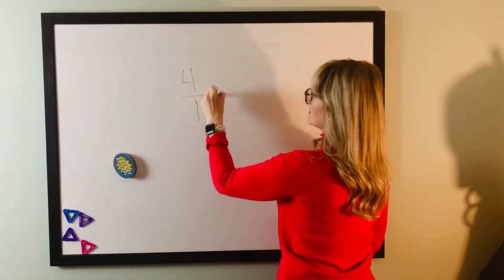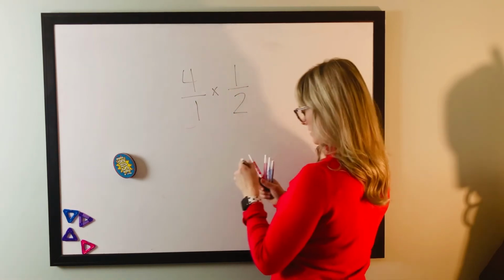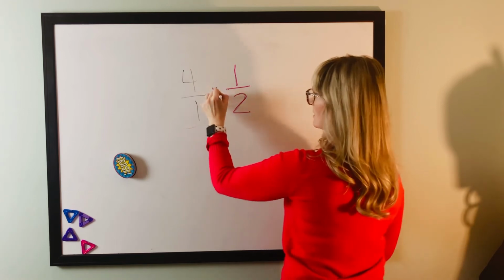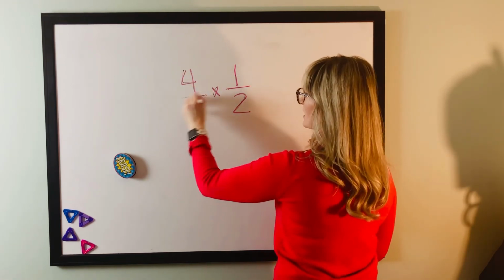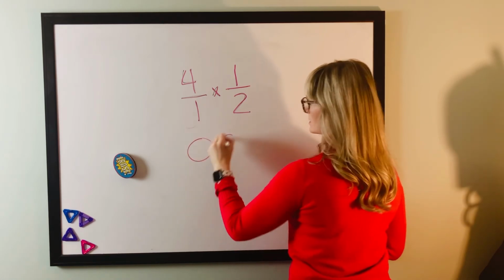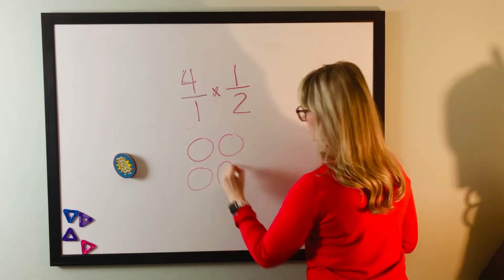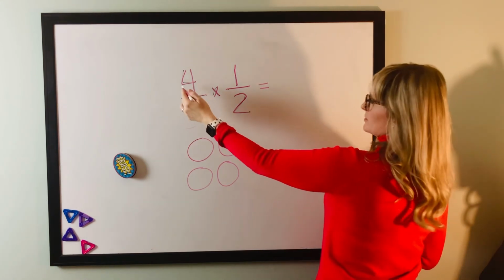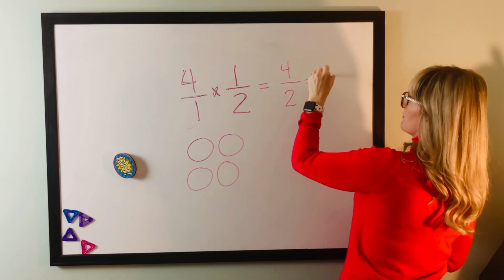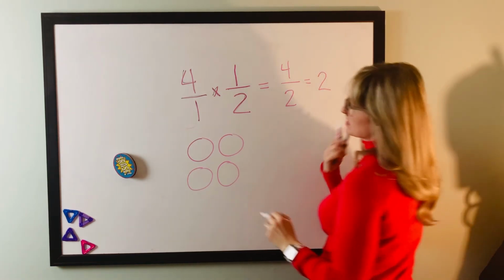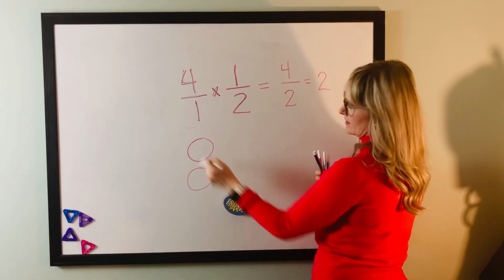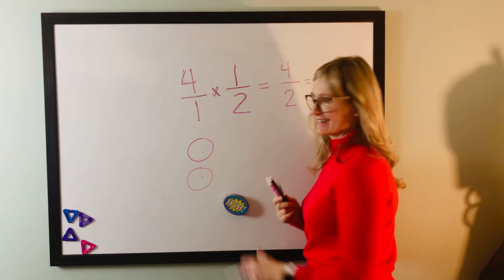4/1 times half. 4/1 means we have 4 whole things. So we have 1, 2, 3, 4. The answer we know just by doing arithmetic is 4 times 1 is 4, 1 times 2 is 2, 4 divided by 2 is 2. Okay, so if I take half of 4, what do I have? 2. Okay?